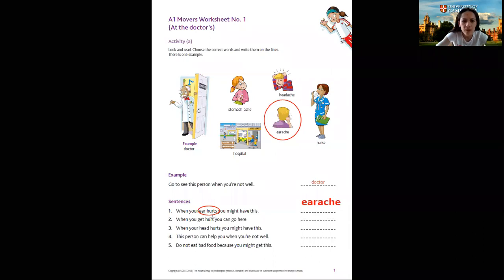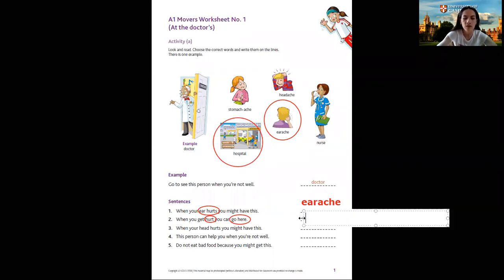When you get hurt, you can go here. The clue words are hurt and go here. Go here means visit. So which word refers to a place or go? It's hospital. So you copy the word correctly and it's going to be hospital. Okay, and that's all. Let's go with number 3.